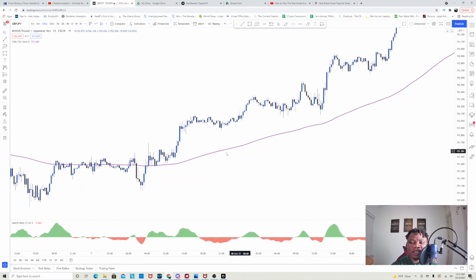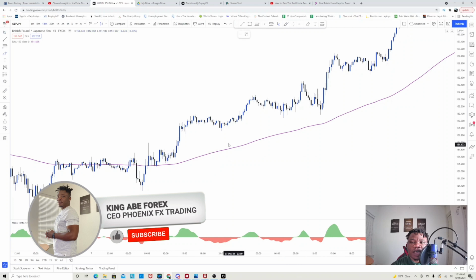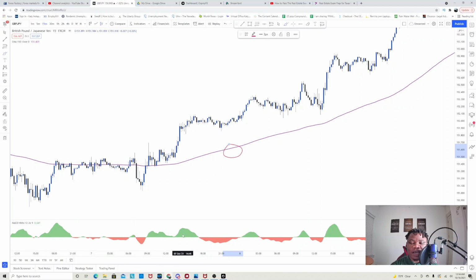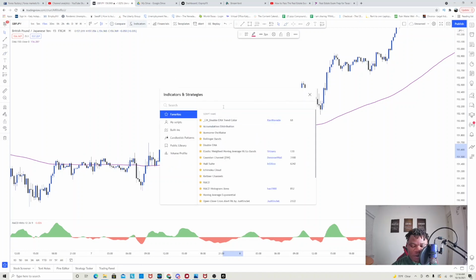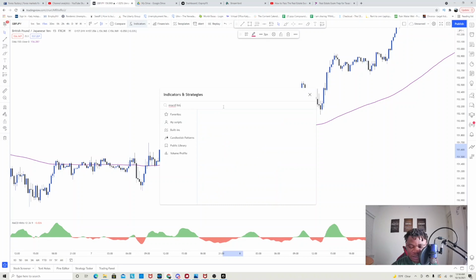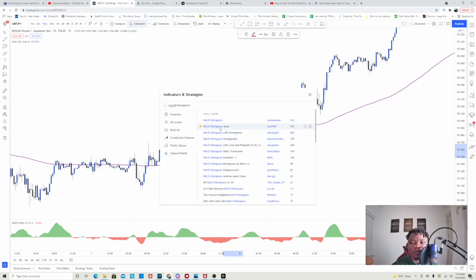This indicator right here is the exponential moving average. We have the 150 EMA here, and down here I have the MACD histogram. To add this onto your chart, you just search for MACD histogram, and it's going to be this one right here. Make sure it's this one that I'm showing you, the name has 1988.